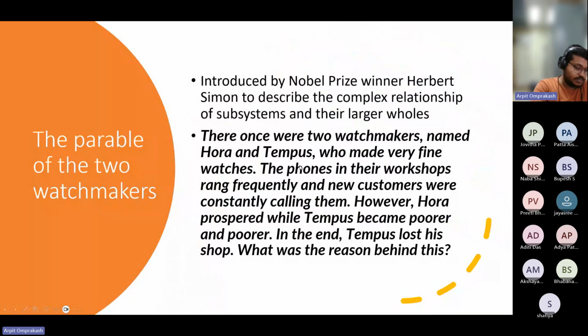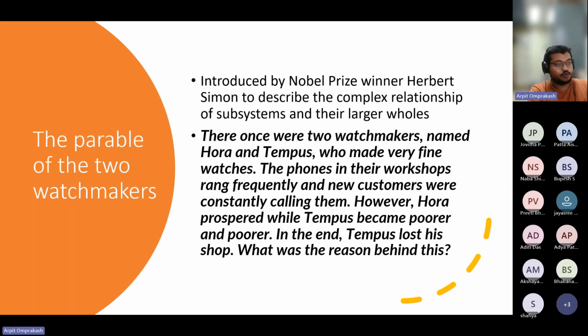Before we learn about the levels of organization, we first have to understand why there are different levels of organization. So Herbert Simon used this example called the parable of two watchmakers to describe the complex relationships between subsystems and their larger wholes. The parable goes something like this.